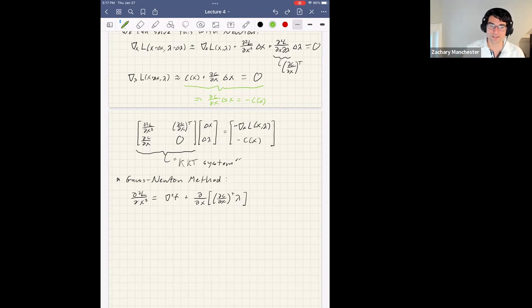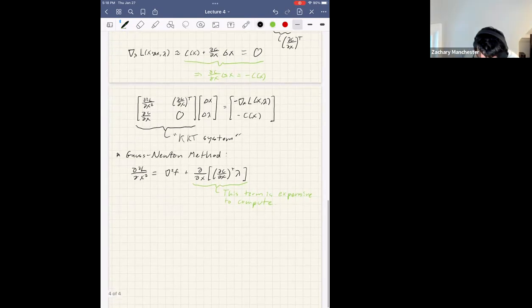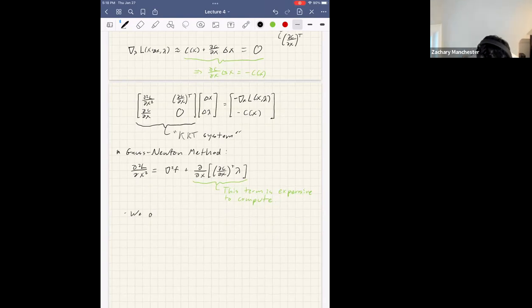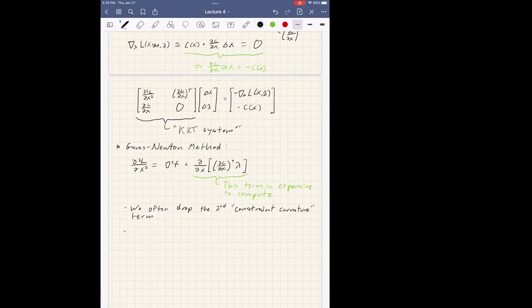And it turns out this term is typically the most expensive thing to compute in a constrained Newton step. And we don't like it. It's annoying also for another reason that we'll talk about in a sec. So often we will just leave this one out and only put in the Hessian of the objective instead of the Hessian of the Lagrangian with this extra constraint curvature term. When you leave out that second term, it's called the Gauss-Newton method.